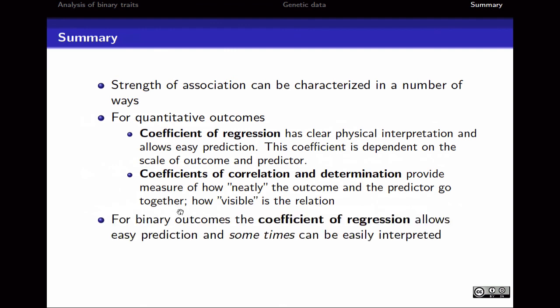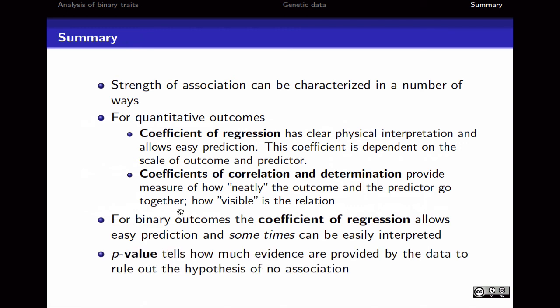And for binary outcomes, the coefficient of regression allows easy prediction and sometimes can be easily interpreted. But in many cases, only the sign you can easily interpret. So does risk go with increased or decreased values of your predictors? But prediction is easy both for binary models and for quantitative models. And the p-value in either model tells you how much evidence is provided by the data to rule out the hypothesis of no association.